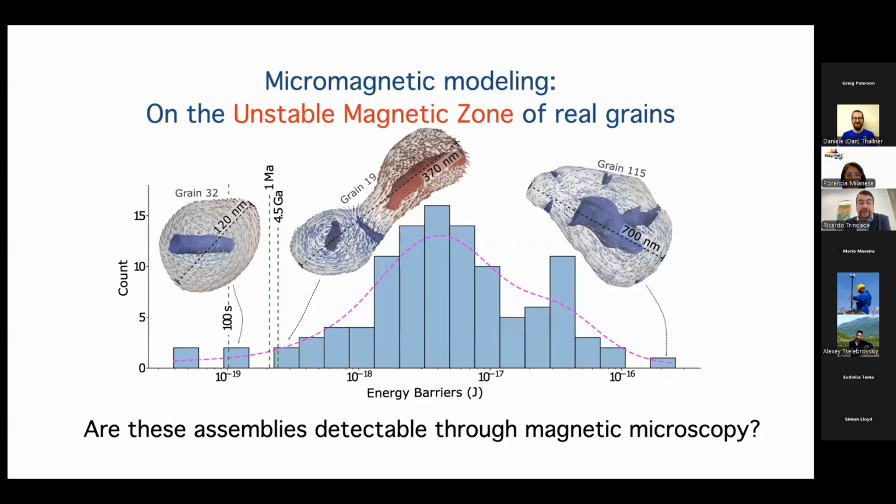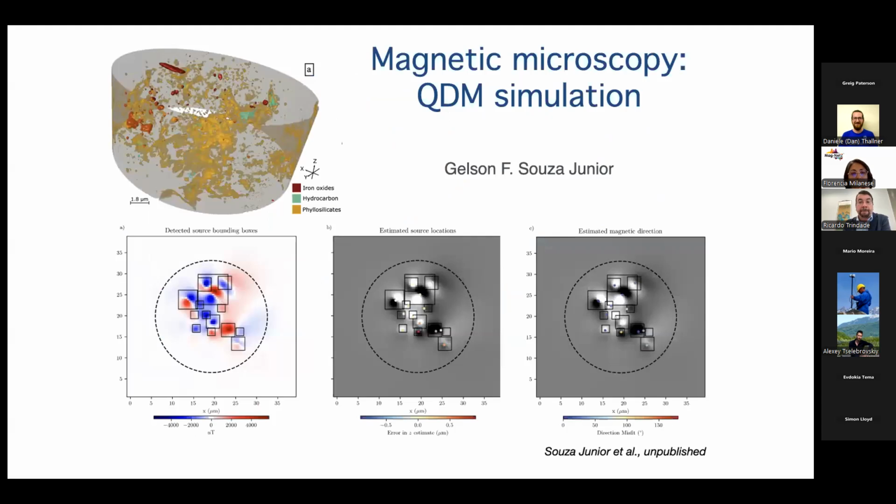The other thing that is interesting for us, and this is something that we are also working on, is whether those assemblies that we are detecting through nanotomography are detectable through magnetic microscopy. This is the work of Gelson Souza. Gelson is working on inversion methods using QDM measurements to obtain the full vector of the grains inside the sample.